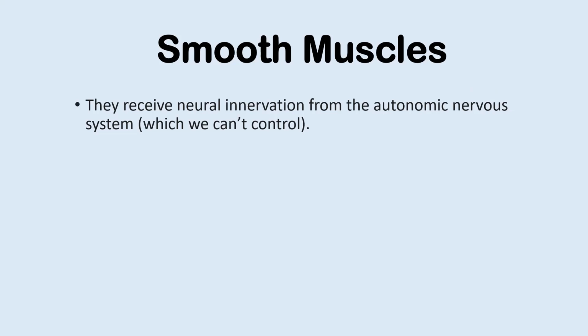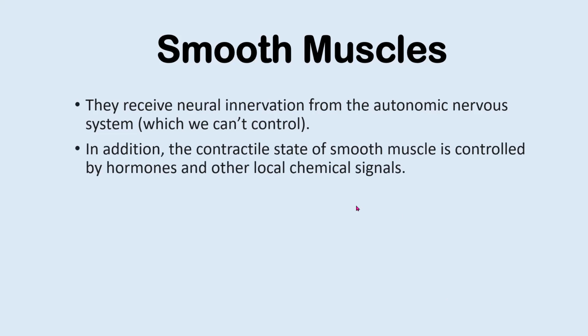You may have heard of the sympathetic system and the parasympathetic. That's the autonomic, and they run us. They control everything: our heart rate, our breathing rate, our body temperature, whatever. It's all controlled subconsciously. The contractile state, how much contraction the smooth muscles have, can also be controlled by hormones and others. Not all chemicals are hormones, but there are signals that they get.